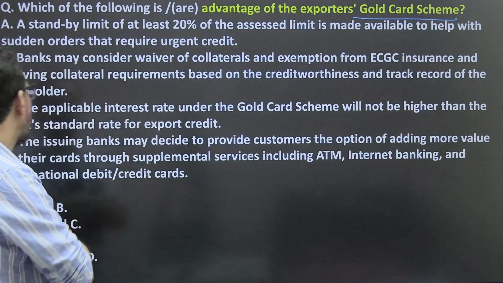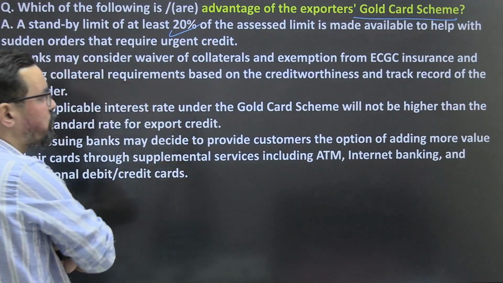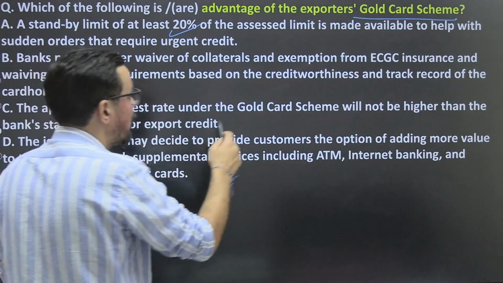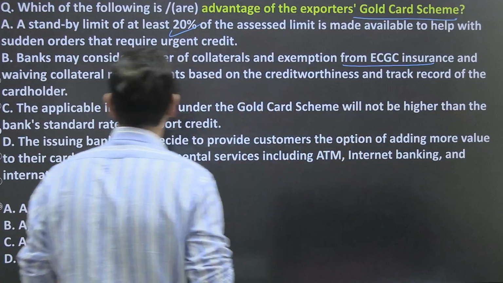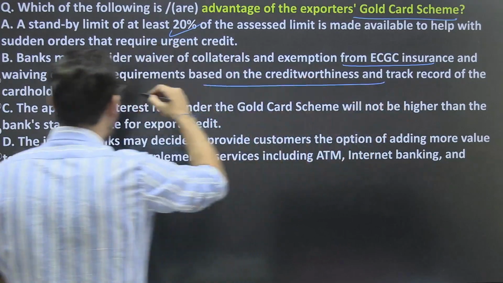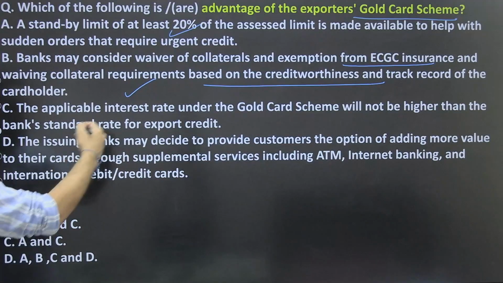customers in the market. So a standby limit of at least 20% of the SS limit is made available to help with sudden orders that require urgent credit. True. Bank may consider waiver of collateral and exemption from ECGC insurance and waiving collateral requirement based on the creditworthiness and track records. The applicable interest rate under the gold card scheme will not be higher than the bank standard rate.